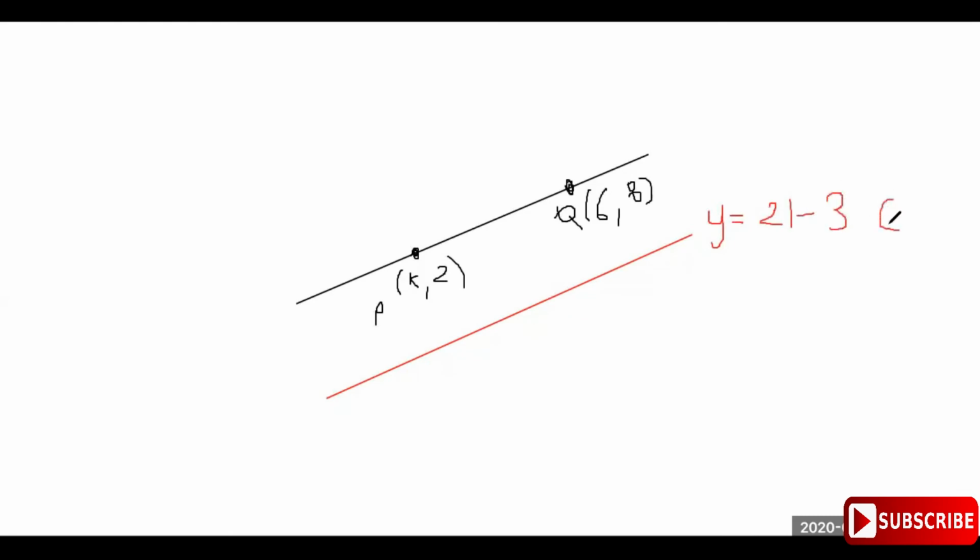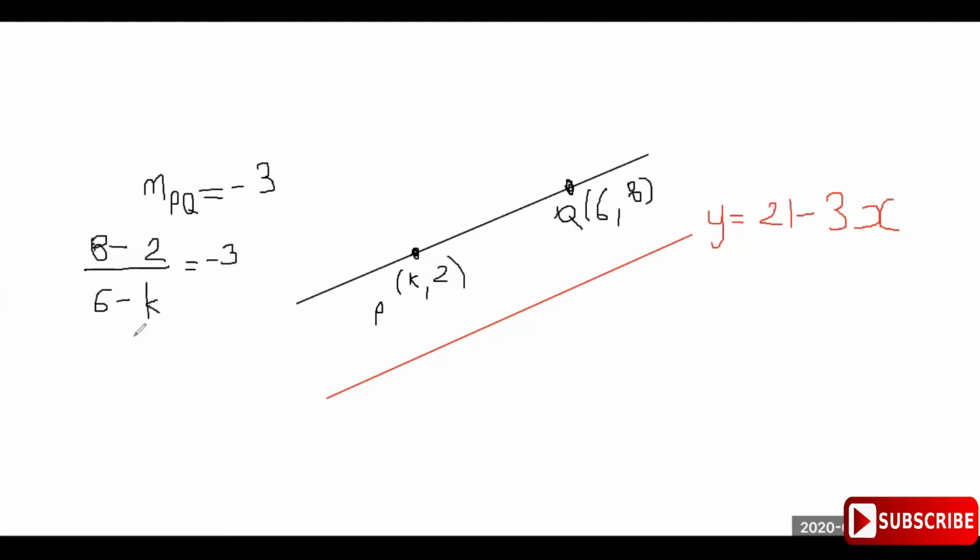So the gradient of this line is -3. Since this line is parallel to that line, they have the same gradient, so the gradient of PQ is equal to -3. The gradient of PQ is y2 minus y1 over x2 minus x1, so it is 8 minus 2 over 6 minus k, and that's equal to -3.